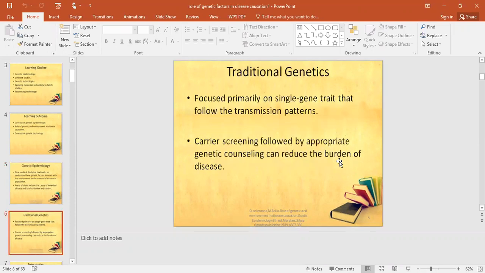Traditional genetics focuses primarily on single gene traits that follow a transmission pattern. Carrier screening followed by appropriate genetic testing can reduce the burden of disease.